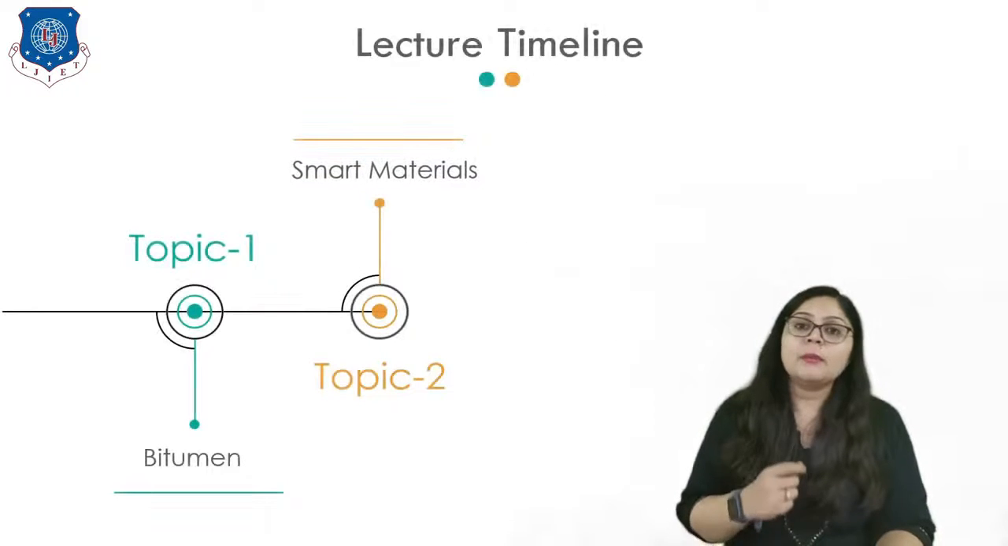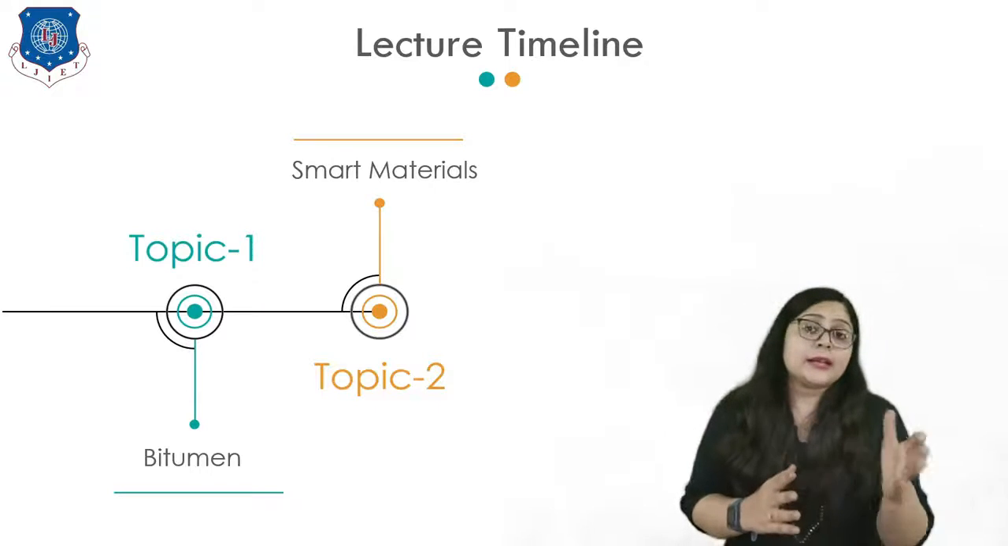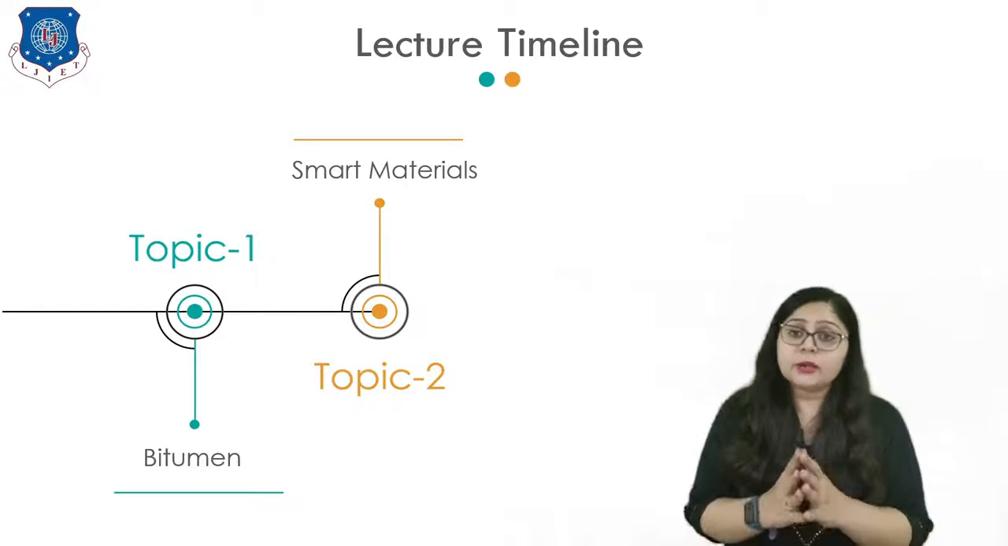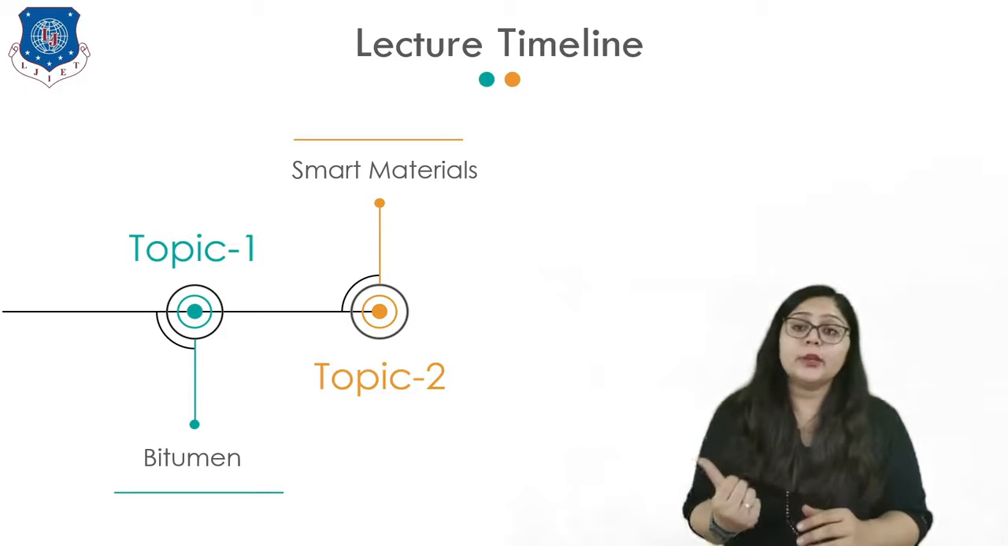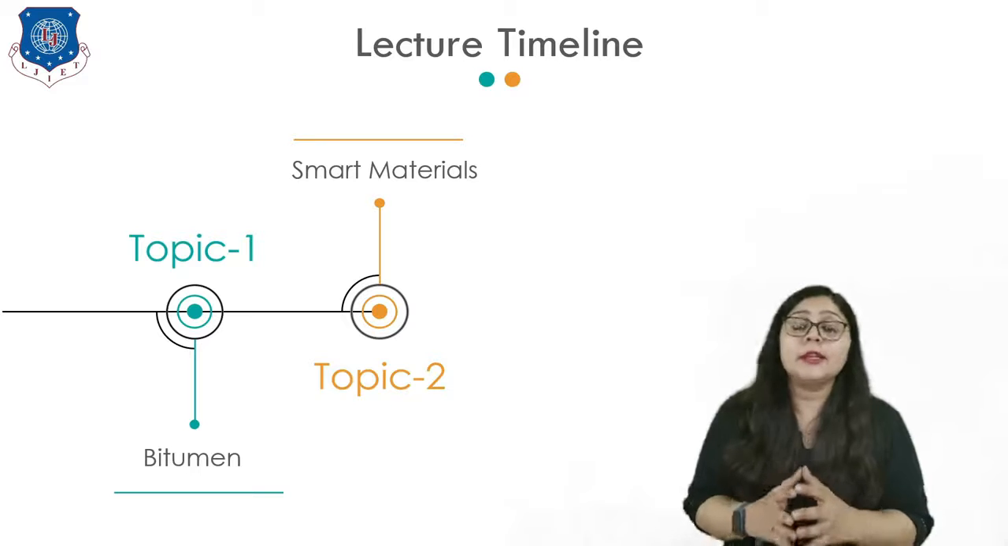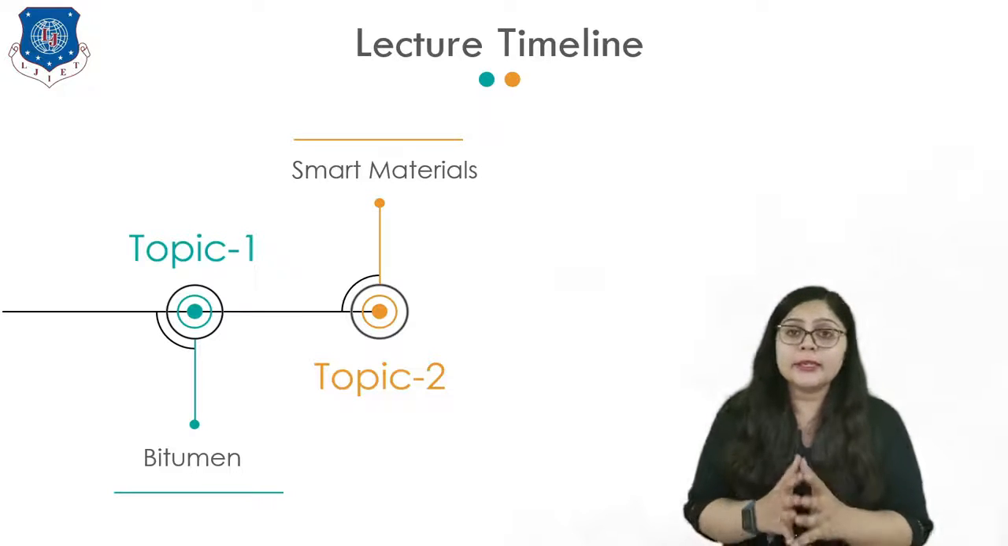So in smart materials, we have learned very important things, right? The classification and the application. Now, for today's lecture, we have discussed two basic components, bitumen and smart materials, in detail. I hope you all understand these two topics in detail, right?